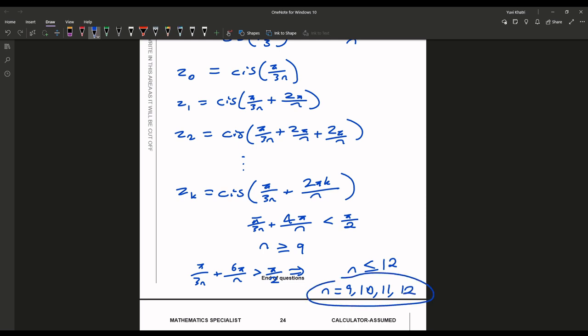And that is the answer. That was a very confusing question, but it's simple when you think through it. And that is the end of the calculator assumed section of the 2017 WACE Specialist exam and the whole exam.